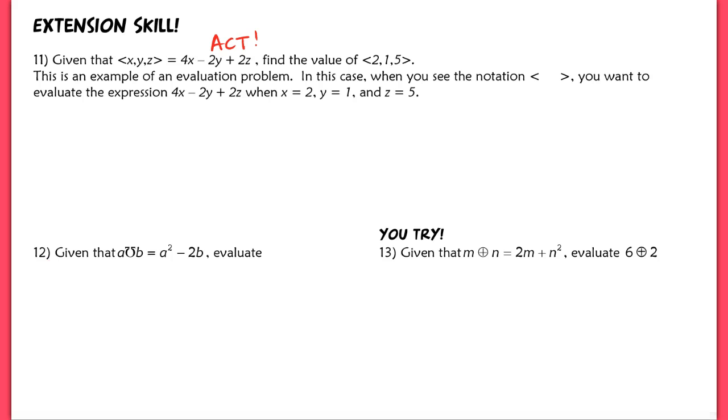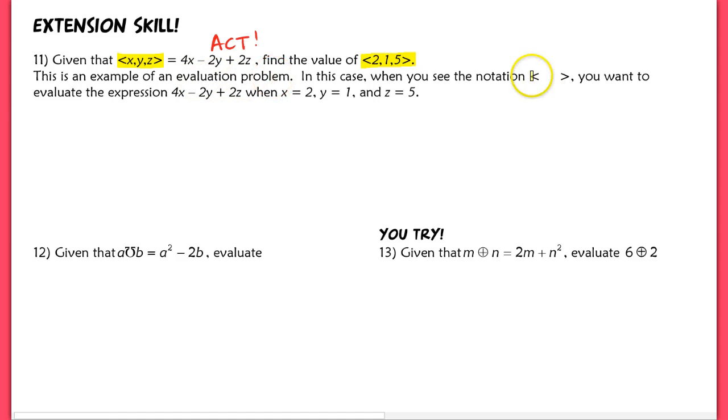So here we've got this crazy notation. It says given that, and then they've got these little brackets here, x, y, z, is equal to 4x minus 2y plus 2z, find the value of, again, those brackets show up with 2, 1, 5 in the middle. So I'm just reading out loud here. This is an example of an evaluation problem, just like what we've been working on so far.